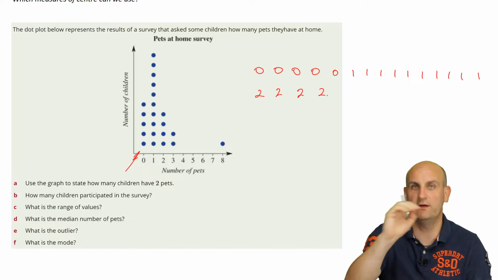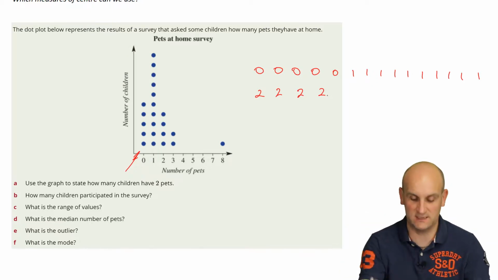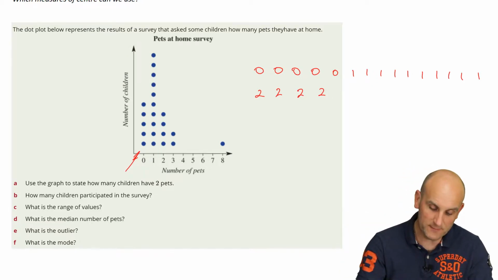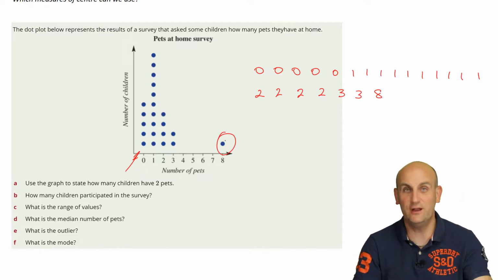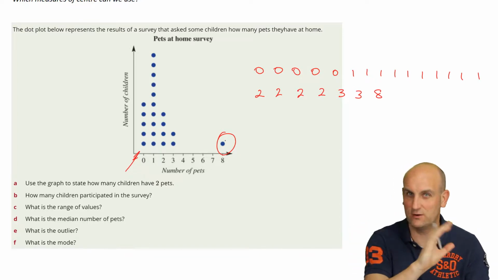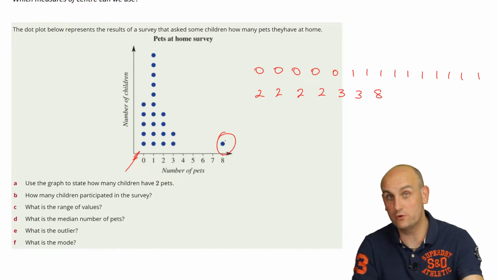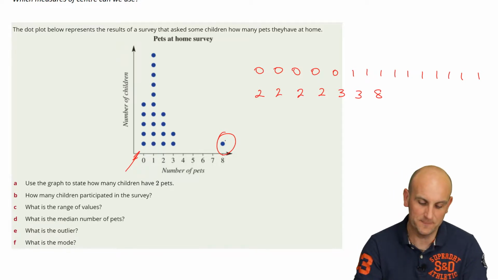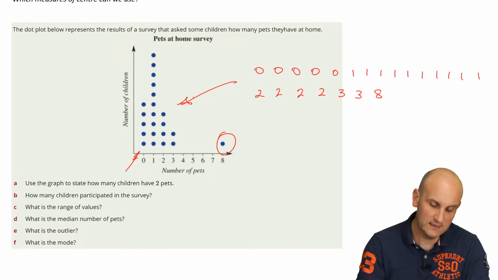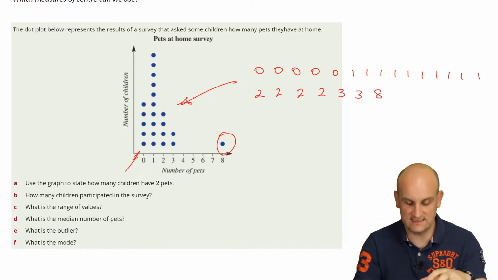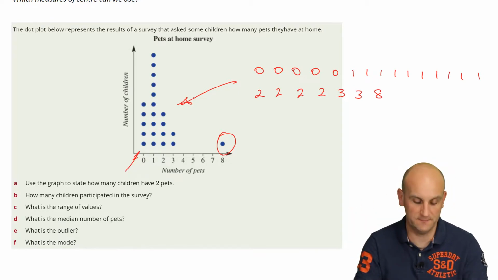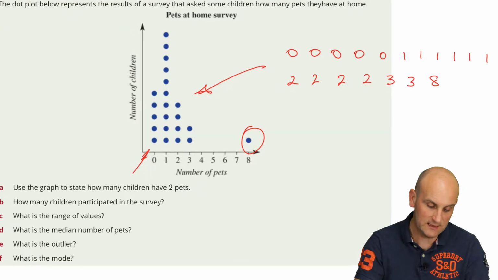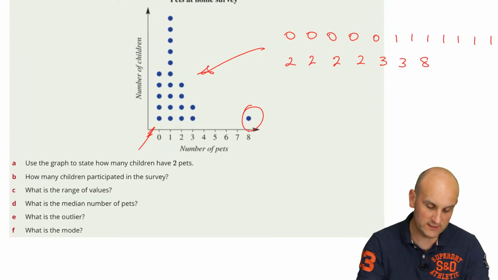Now, obviously, I'd normally try and write this in a long line, but I can't do that because I'm going to run out of space. 2 people had 3 pets, and 1 person had 8 pets. And do you notice that that 8 seems to be separated away from everyone? Do you remember what that was called from my last video? Well, hopefully you do, but there's a question on this coming up. So this data here, listed as numbers, is exactly what that graph there is showing me. So now we can actually zoom in, and let's see if we can answer some of those questions.